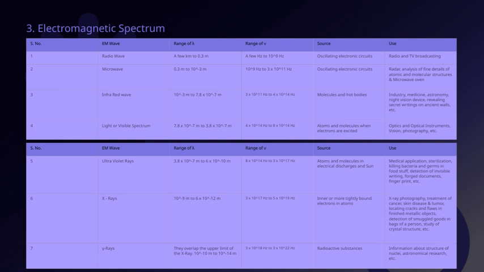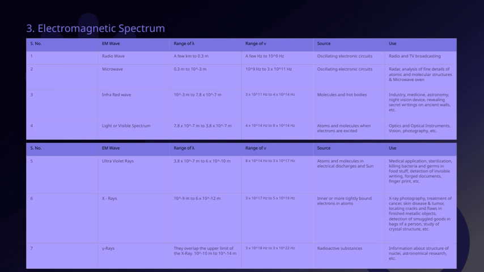Finally, we come to the visible spectrum, which is the range of light our eyes can detect. Its wavelengths span from about 7.8 times 10 to the minus 7 meters to 3.8 times 10 to the minus 7 meters, with frequencies between 4 times 10 to the 14 Hz and 8 times 10 to the 14 Hz. This range is produced when electrons in atoms and molecules are excited, and it's essential for optics, vision, and photography.